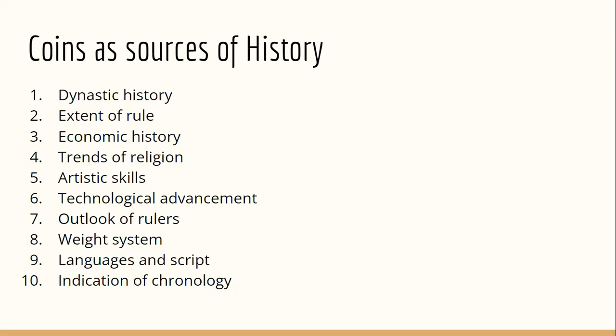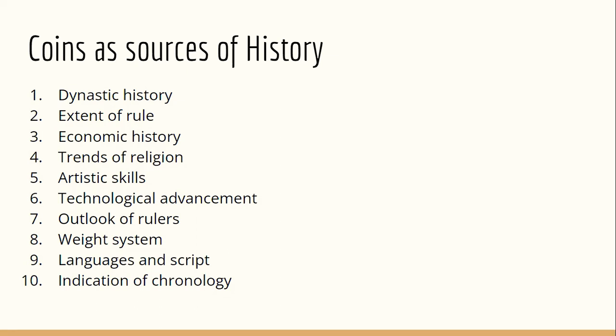Next thing, artistic skills. Coins are indicative of the artistic expressions of that period, and this is basically known as numismatic art. Then we can know about the technology. Coins depict technological advancement; they are excellent products of metallurgy. The way they purify the metal, the way the coins are made, and the purity of the coins is an indication of the technological advancement of that period. Even on the coins, we see different weapons being depicted, so that also suggests the defense system or the weapon system of that time.